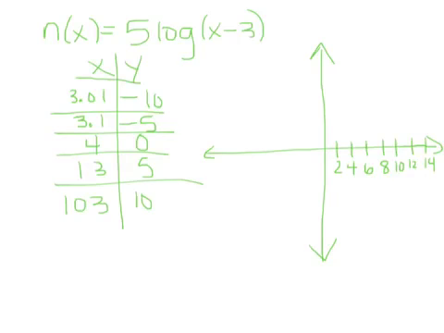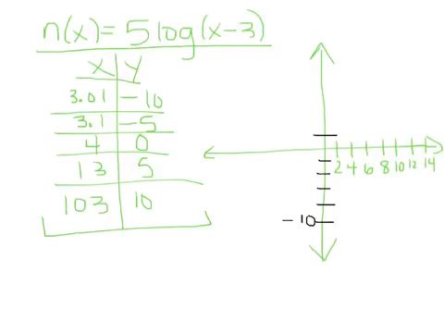On the last slide, we discussed coming up with the table for n of x equals 5 times log of x minus 3. We came up with this table here, and now we're asked to graph that function. I'm going to graph the ordered pairs, 3.01 and negative 10. I first got to label my y-axis here. We have 2, 4, 6, 8, 10. That'll be negative 10 there, and 2, 4, 6, 8, positive 10 here. And so I'm going to graph 3.01, negative 10.